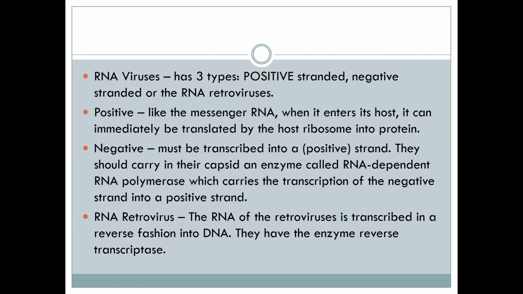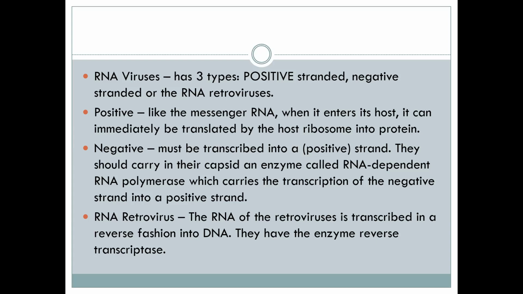If it's negative, it should have an RNA-dependent RNA polymerase to transmute the negative to the positive, sorry. Once positive, again like the messenger RNA, it enters the host and is immediately translated by the host ribosomes into proteins, leading to new viral copies.